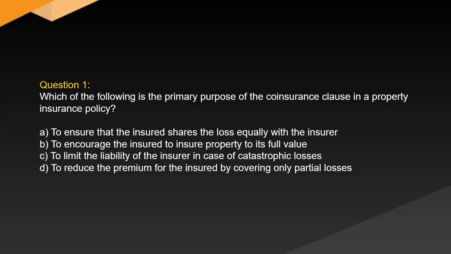Question 1. Which of the following is the primary purpose of the coinsurance clause in a property insurance policy? A. To ensure that the insured shares the loss equally with the insurer. B. To encourage the insured to insure property to its full value.